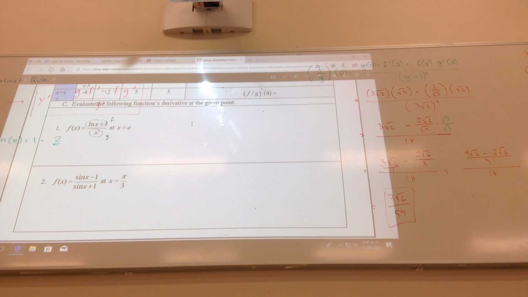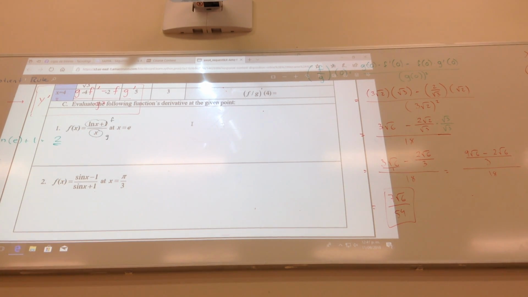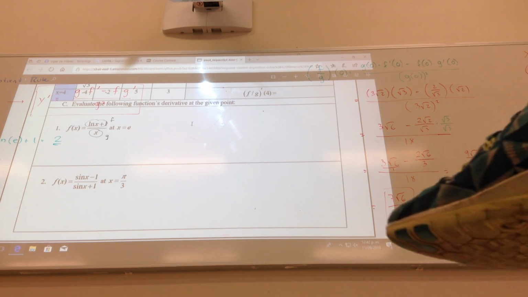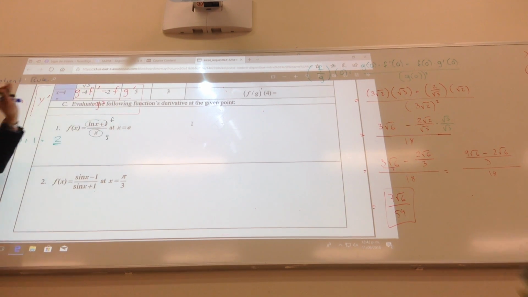Then, g prime of e. That is the derivative of g evaluated at e. Derivative of x? 1. So the answer is 1. Even though you have e, it doesn't matter. It's 1. Now you have f, g, f prime, g prime, and g squared.